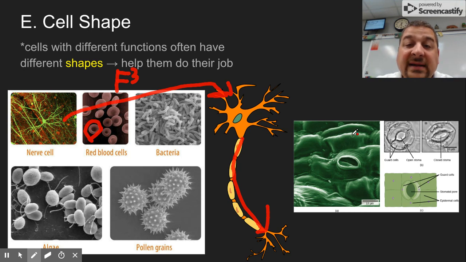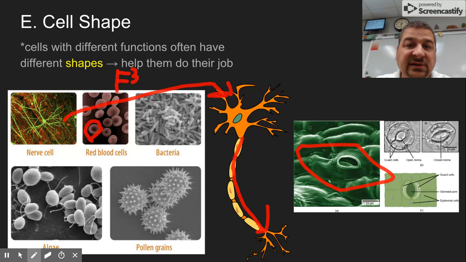Over here on the plant cell, plants need to breathe, right? They need CO2, carbon dioxide, for photosynthesis, and they get rid of oxygen, but they don't have lungs like us. But they have these 2 cells on the surface of their leaf that create little holes, or stomata, so that the air can enter and leave the leaf for photosynthesis. So cells have very specific shapes based on what function they provide.